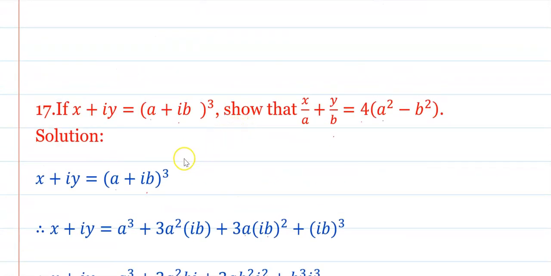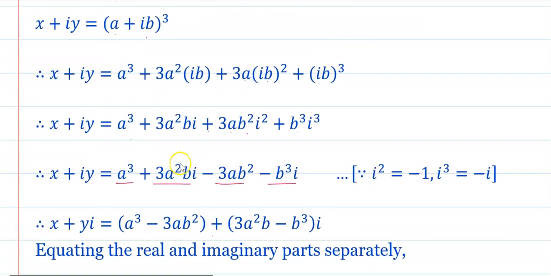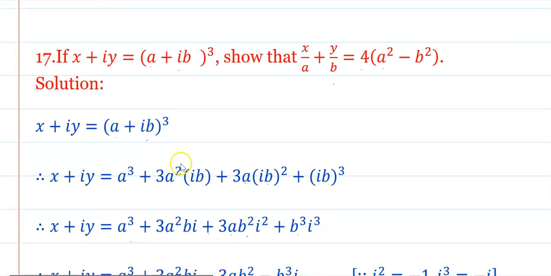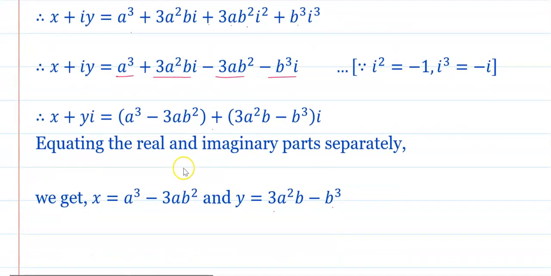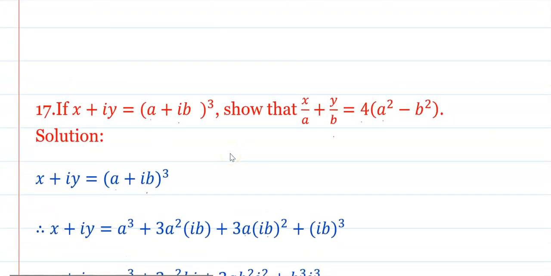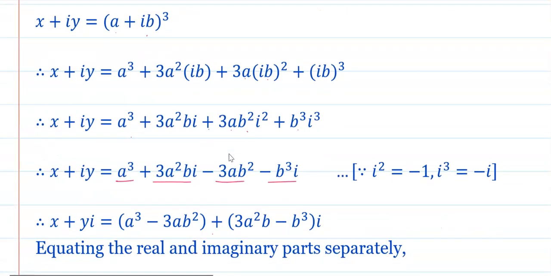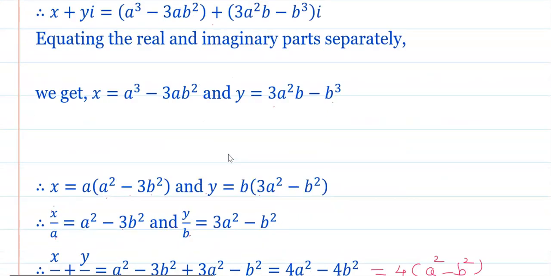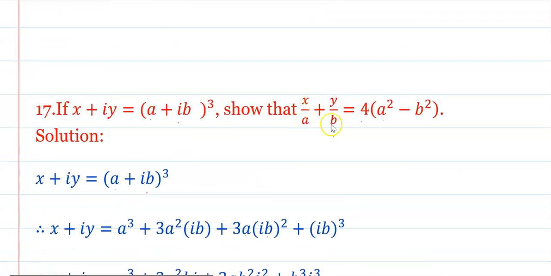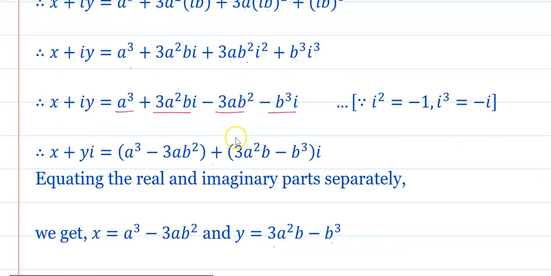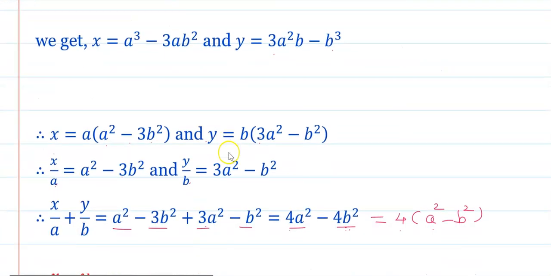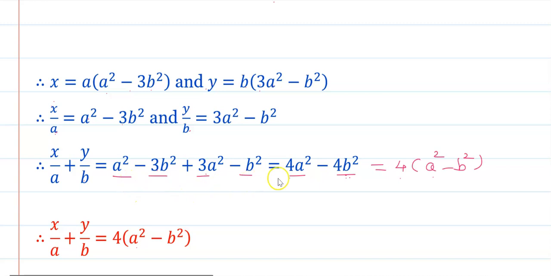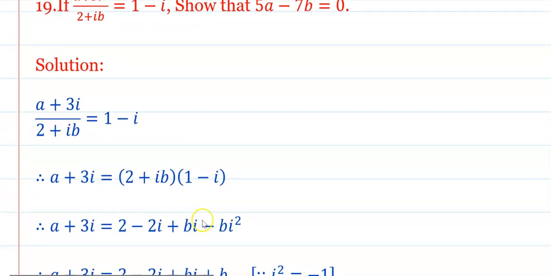Normal simplification, bracket square, x plus iy. Okay. Equate the real and imaginary part. The main theme of this problem is that we have to equate the real and imaginary parts, then find out the value of x upon a plus y upon b. x upon a plus y upon b. Add it. Then you will get the result, which is 4(a square minus b square). Okay. Now the next problem.